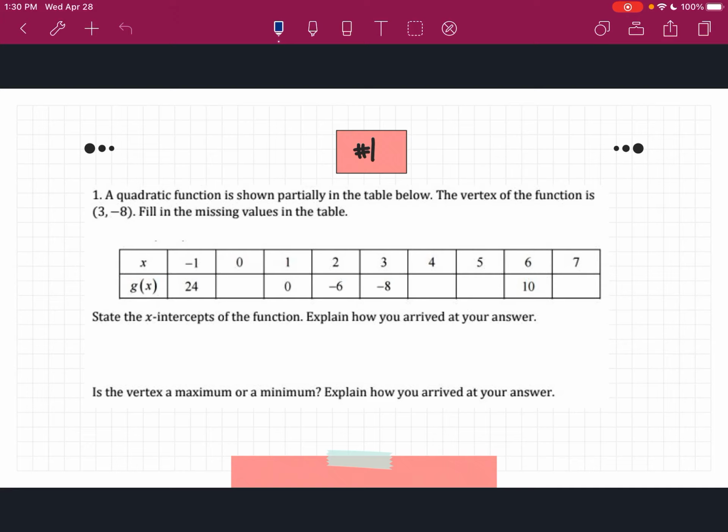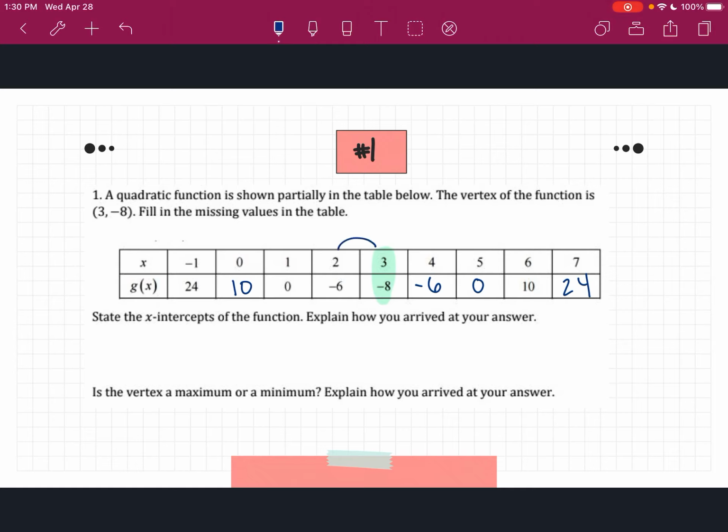At 0, this should have been 10. At 4, this should have been -6. At 5, it should be 0, and at 7, it should be 24. Now remember, the way that we get this is because we know the vertex is at (3, -8). All of the points on either side of the vertex need to be equal distance.